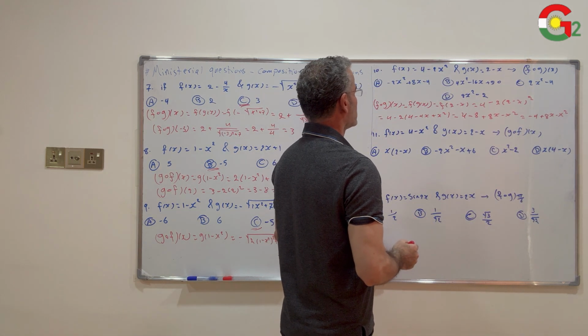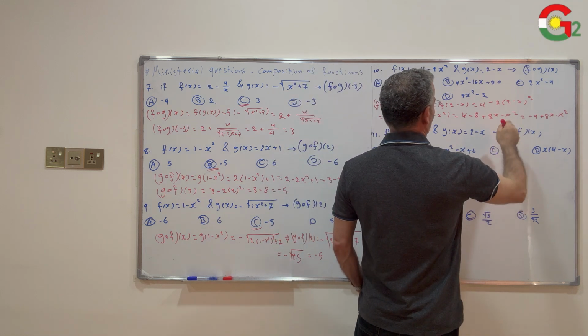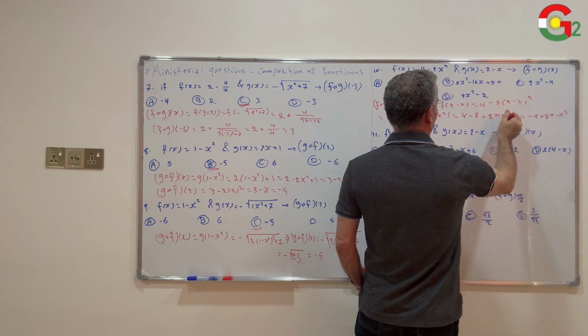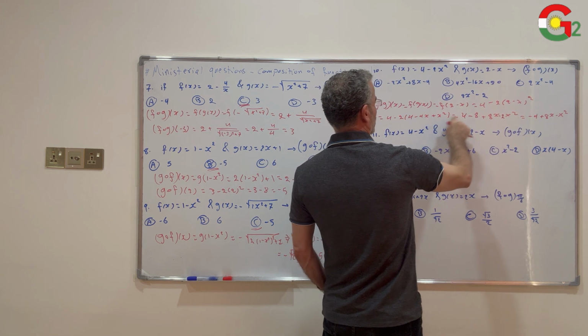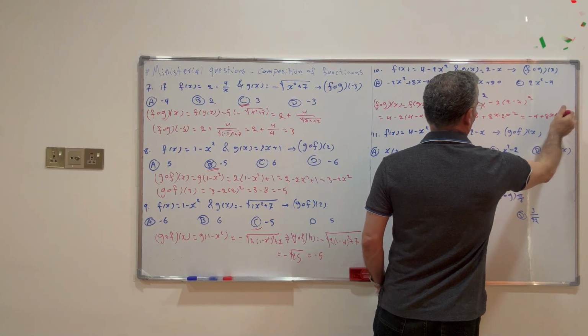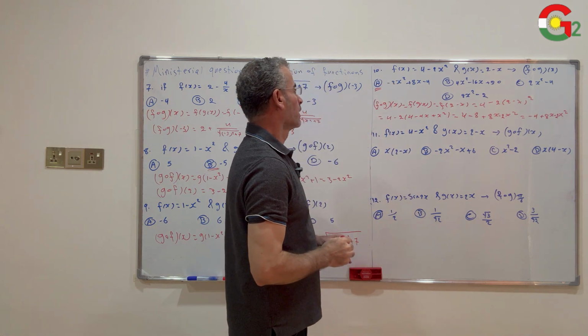It is, 2 times x, 2 times x squared minus 2x squared. Then the right choice is number A.